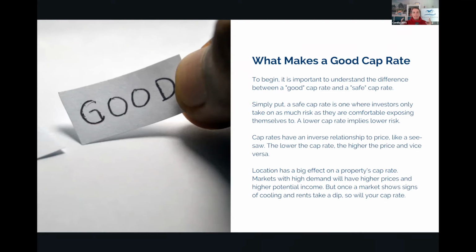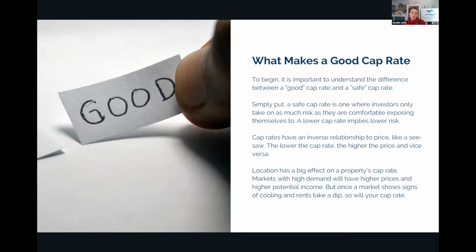Visualize in your mind a seesaw, or what I called a teeter-totter when I was growing up. You have one kid on each end, and when one goes down, the other goes up, and then they reverse. With a cap rate, if the cap rate goes down, that means the price of that property goes up. If the cap rate goes up, the price of the property goes down. That's how a cap rate works in relationship to the price.